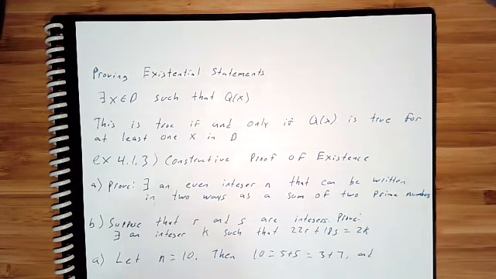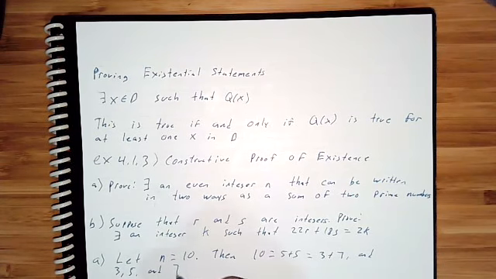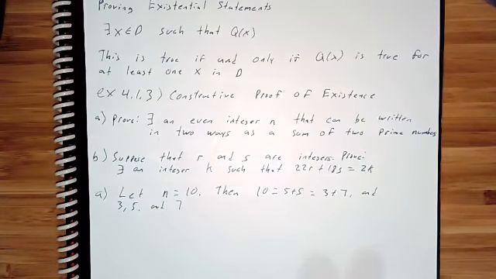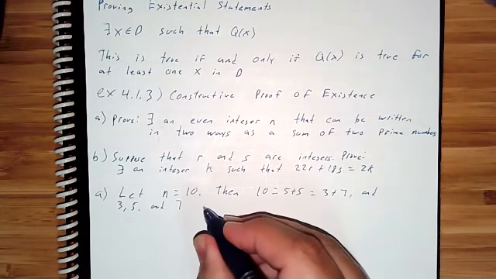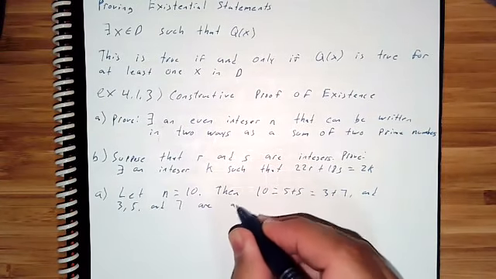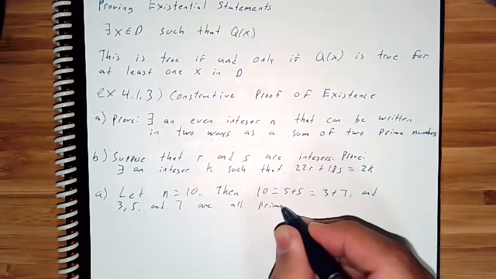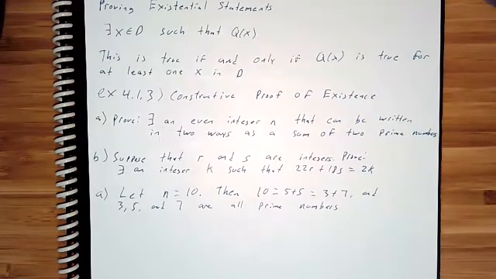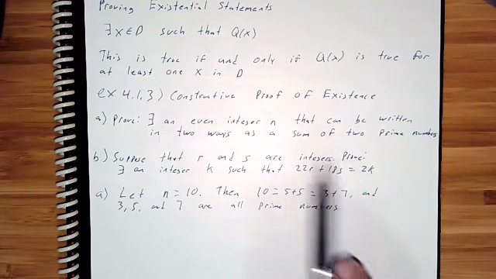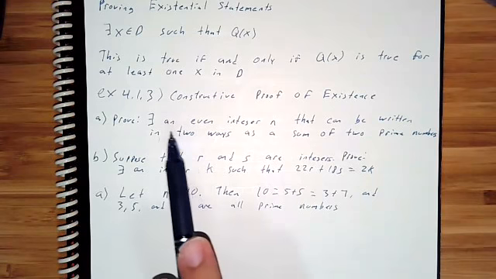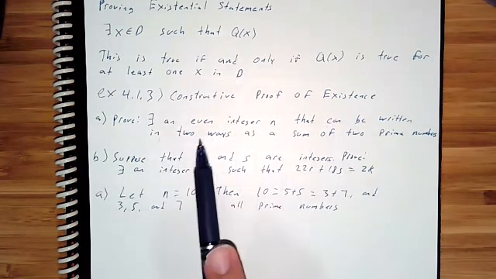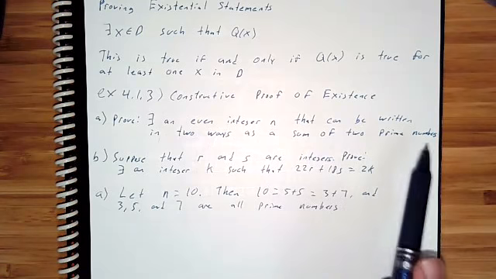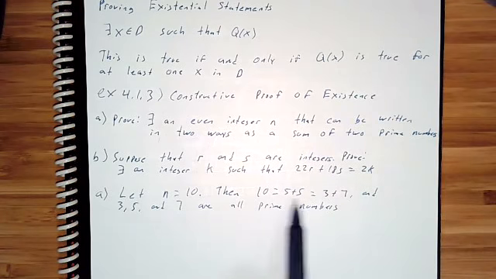And 3, 5, and 7 are all prime numbers. So there exists an even integer that can be written in 2 ways as a sum of 2 prime numbers. So here are 2 different ways. No big deal, right?